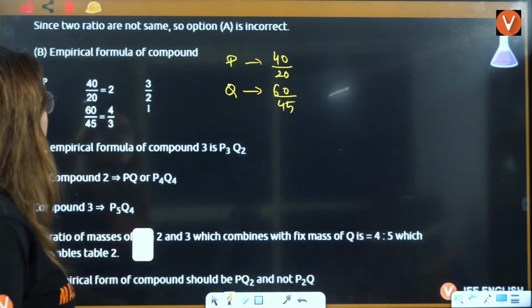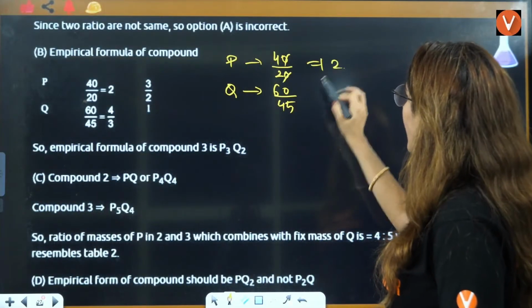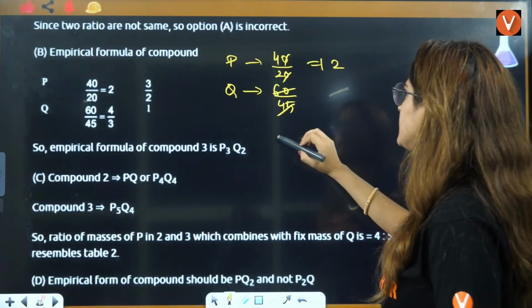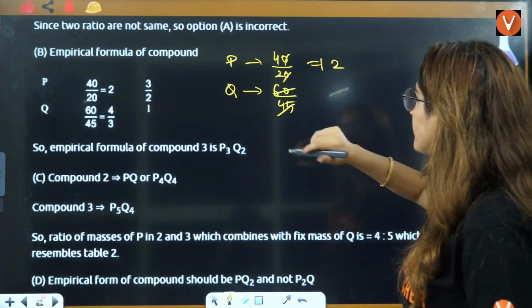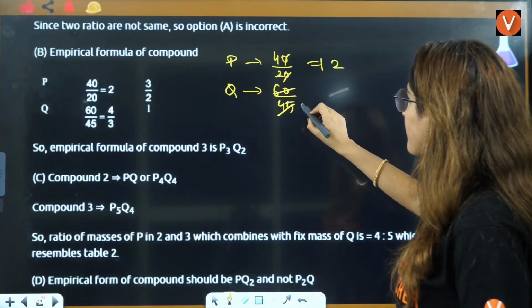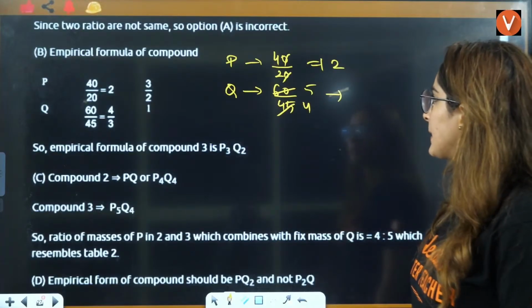If you see this, while calculating, this will be 2 and this will be 5 by 4, right?